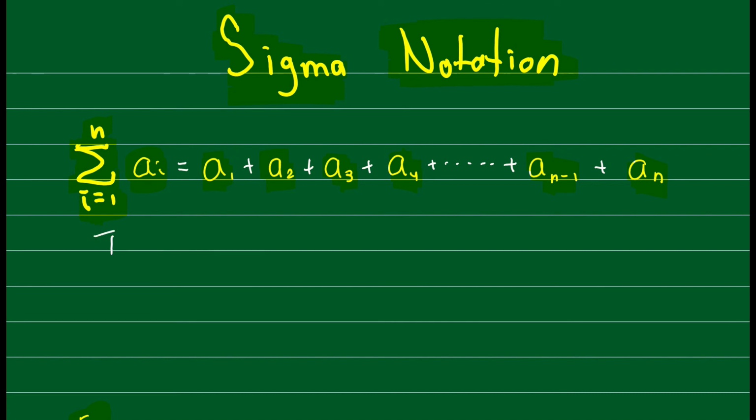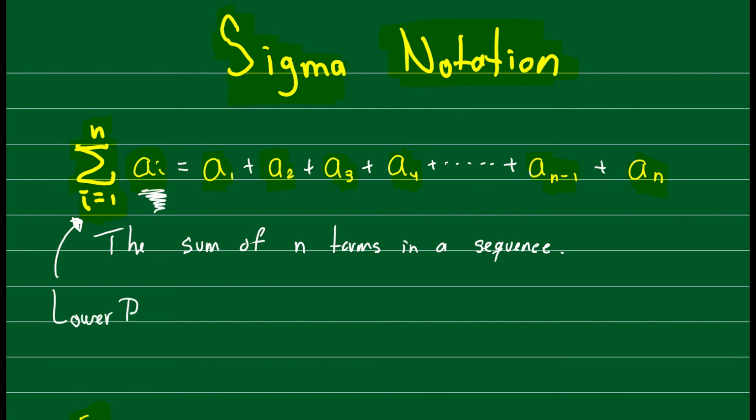So the sum of n terms in a sequence. All right, and how do I determine these terms in a sequence? All right, well, this formula is the one that is going to tell me how these terms look. All right, and it's going to tell me how do I even know where to start. Well, this formula here tells you to start right here. All right, this is the lower bound of summation.